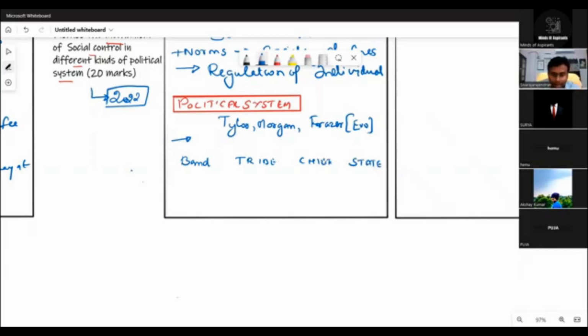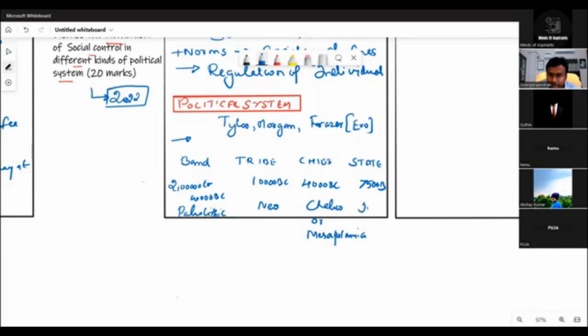But I will go one step ahead. Band is from 2 lakh years to 10,000 BC. Tribe is around 10,000 BC. Chiefdom is around 4,000 BC. State is after 500 BC. One example I will give you. This is Paleolithic, this is Neolithic, this is Chalcolithic or Mesopotamia, this is India, China.